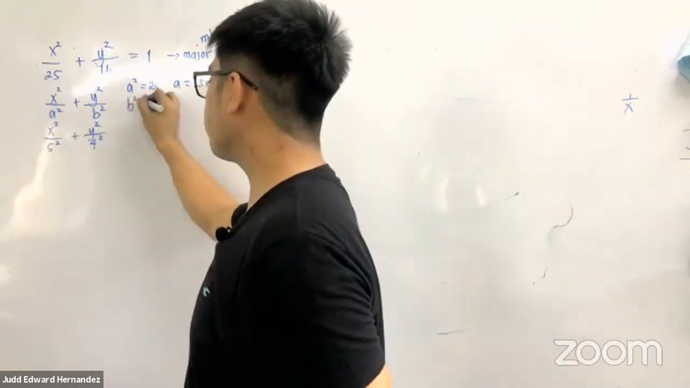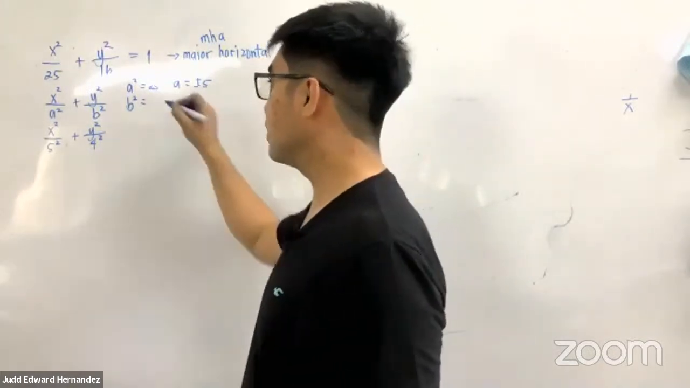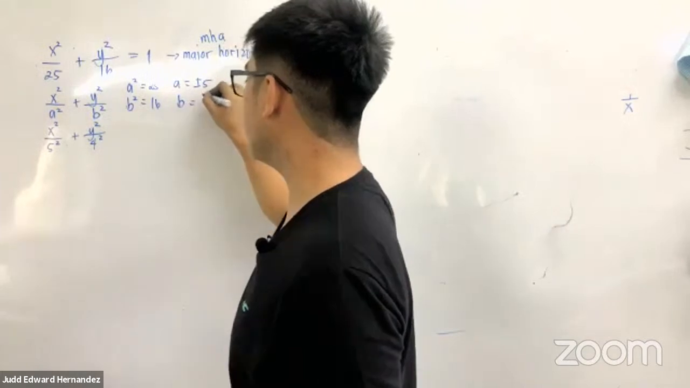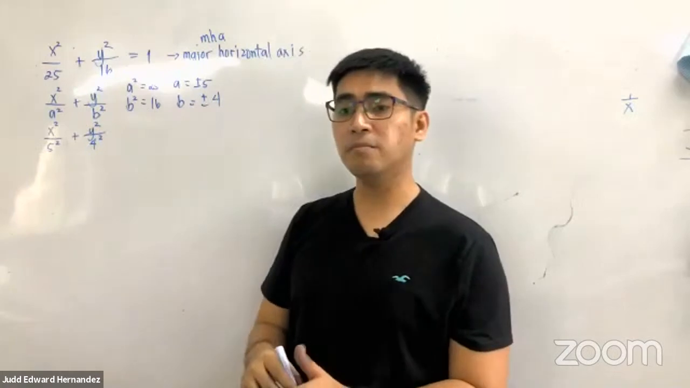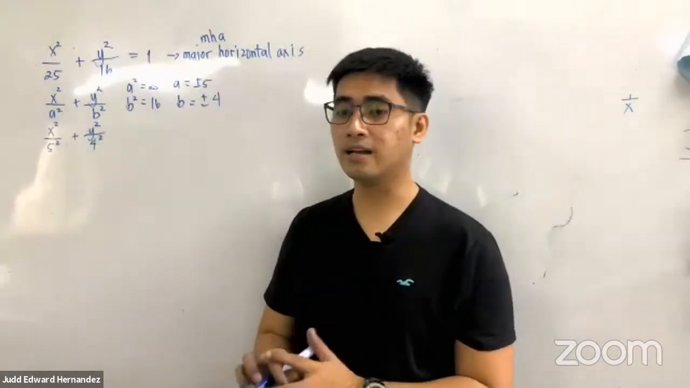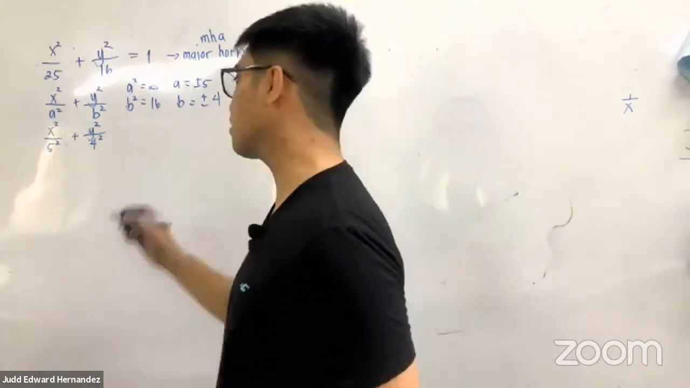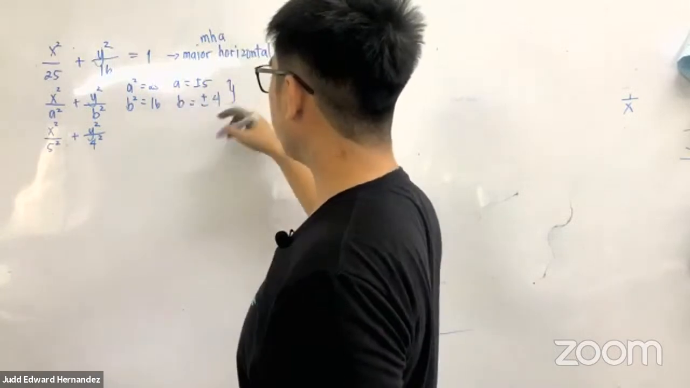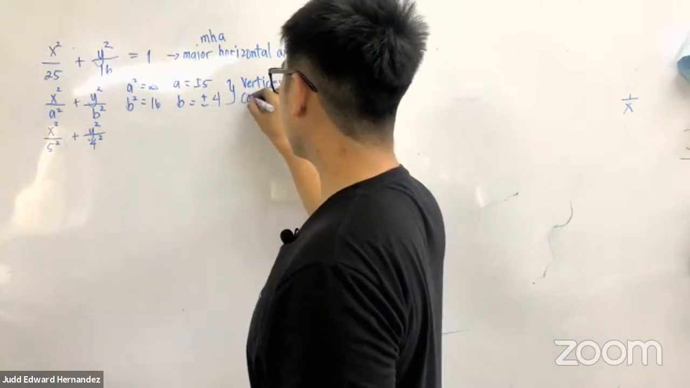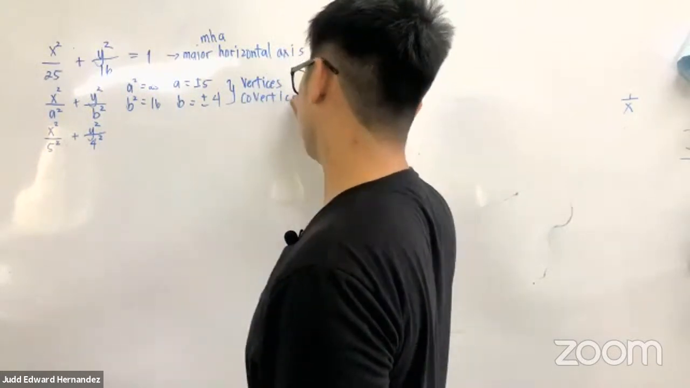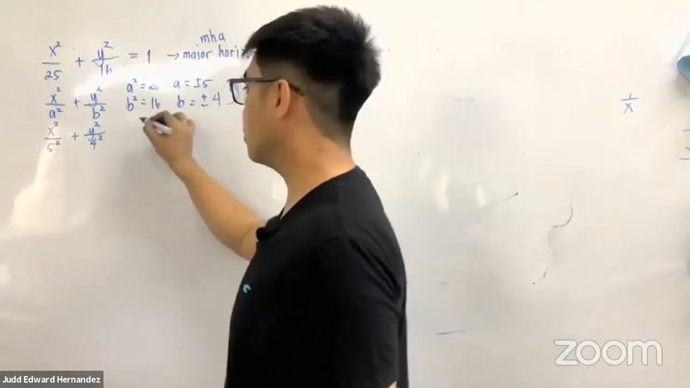What is our b squared? Our b squared is 16. Therefore, what is our b? Our b is plus minus 4. Okay. Anong kulang natin sa variable? What do we lack? C squared. Tama? Kulang tayo ng C squared. Kasi alam natin na yung A squared and B squared, A is for the vertices and B is for the co-vertices. Okay. So, anong kulang natin? The foci.